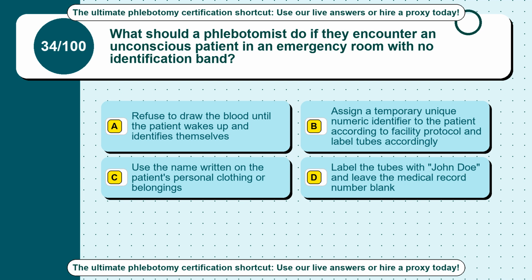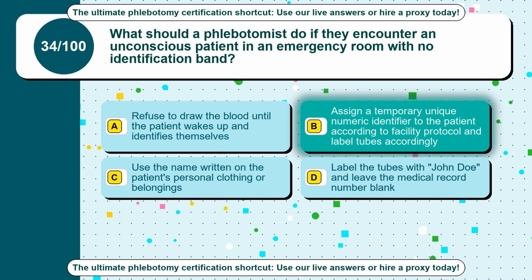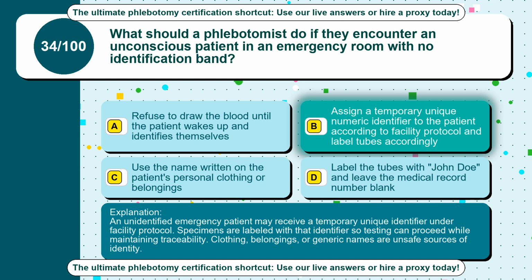The correct answer is option B. Assign a temporary unique numeric identifier to the patient according to facility protocol and label tubes accordingly. An unidentified emergency patient may receive a temporary unique identifier under facility protocol. Specimens are labeled with that identifier so testing can proceed while maintaining traceability. Clothing, belongings, or generic names are unsafe sources of identity.